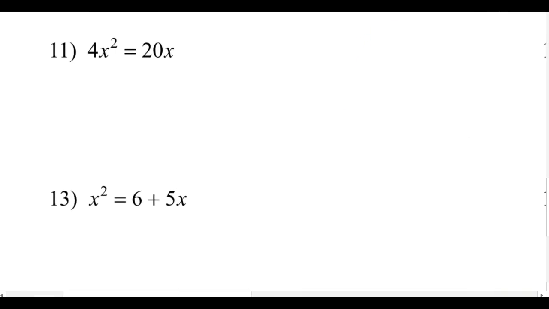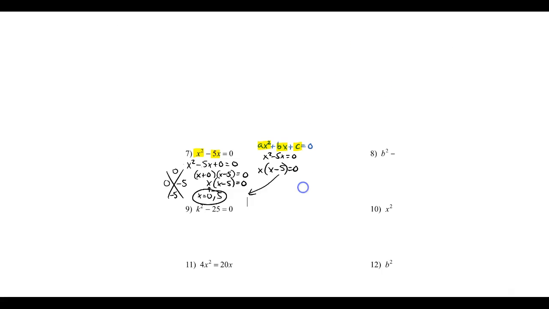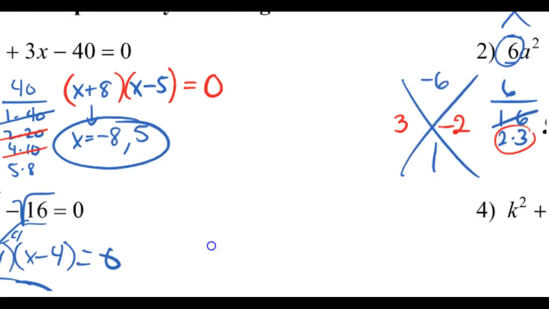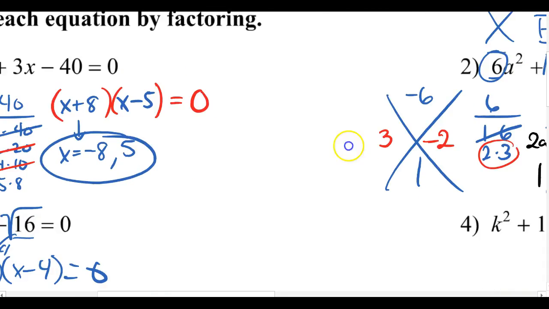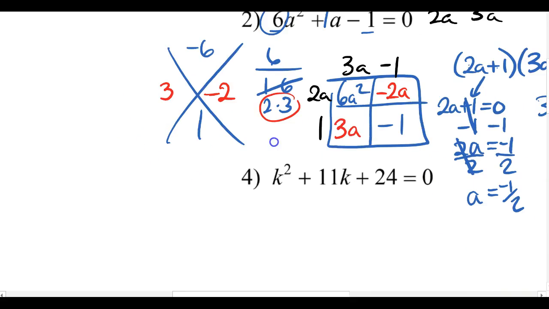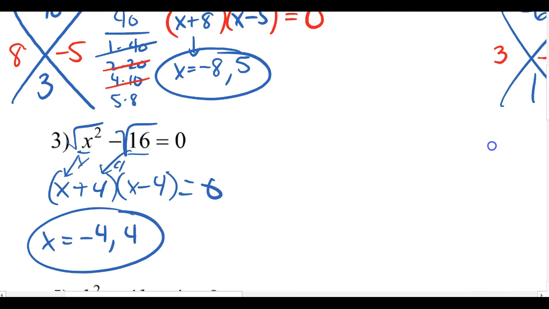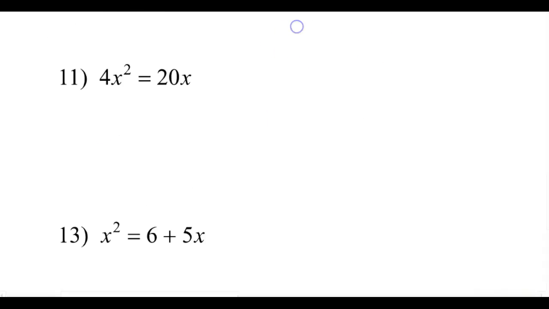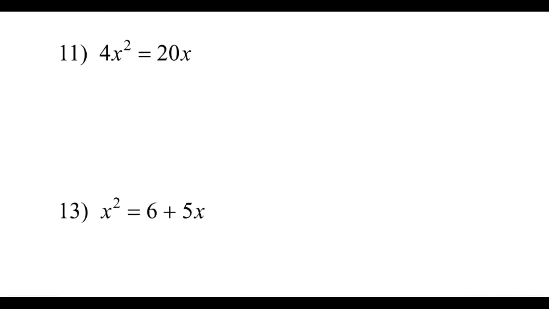Okay, now this, if you notice on all the other problems, we had all these equal 0. So the first one equals 0. This one equals 0. This one equals 0. This one equals 0. They're all equal to 0. But this one is not. In order to solve this, I have to have it equal to 0. So what I need to do is remove this 20 from this side by subtracting it. It's positive, so I subtract. I'll subtract it from this side.